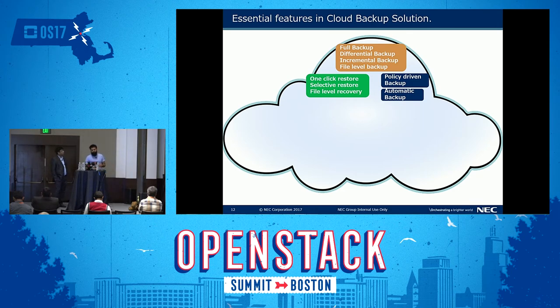Then, yes, file level recovery. As I said, if we want to restore or recover a particular file, we should be able to. If I got one file corrupted and want to restore it, I don't want to restore the complete image, boot the VM, and then restore it from there. We should be able to map the backed up image, and from there I can choose the single file to restore.